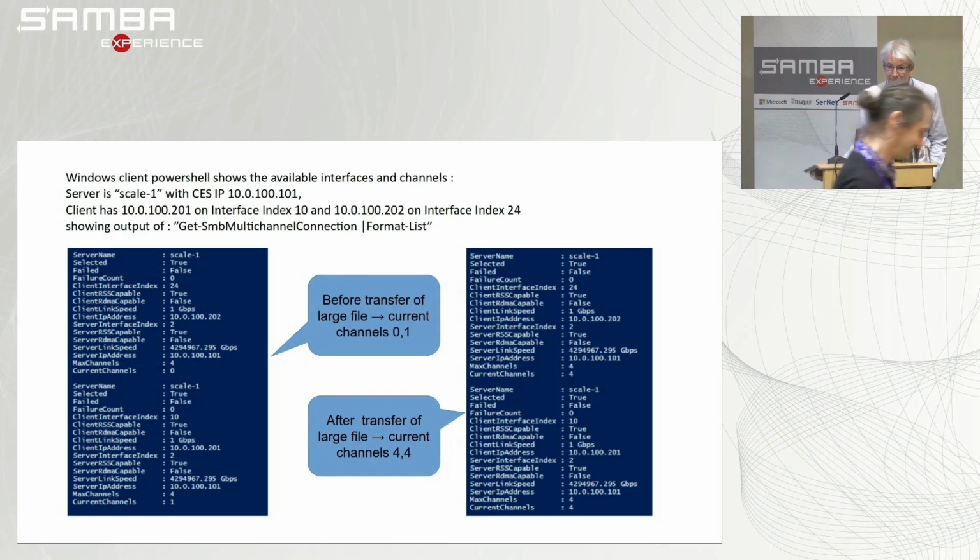So we don't have to do the NIC teaming here on the client side? No. It automatically discovers that there are 2 interfaces and then uses it.